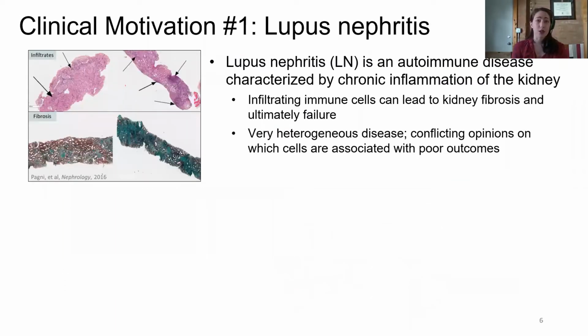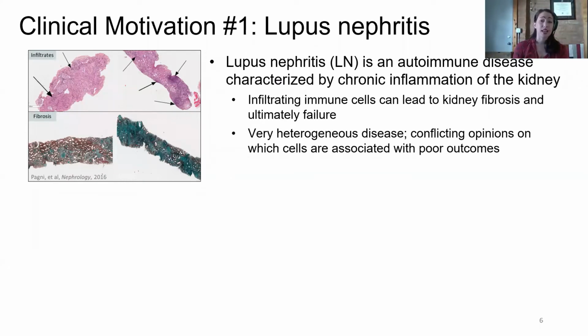So our first clinical motivation is lupus nephritis. Lupus nephritis is an autoimmune disease characterized by chronic inflammation of the kidney. It is a manifestation of systemic lupus erythematosus. It's characterized by infiltrating immune cells, which can lead to kidney fibrosis and ultimately failure. I'll refer to this as end-stage renal disease, or ESRD. These patients will need dialysis or a kidney transplant if they progress to ESRD.